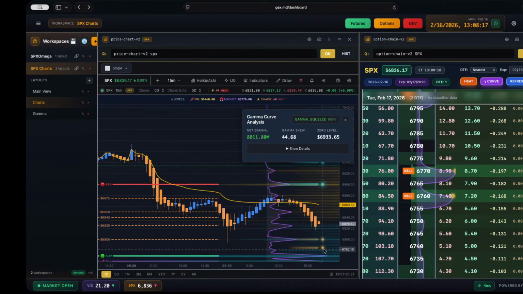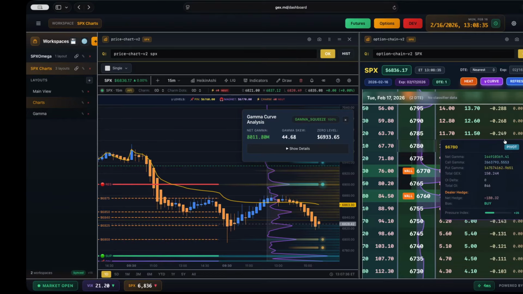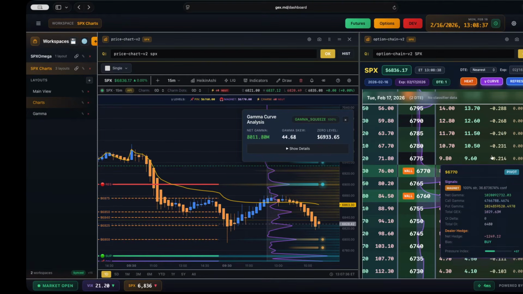$67.70, around this area, between these two guys. So you get the two magnets right here, and then you get this on the option chain. So do you want to read it from here?